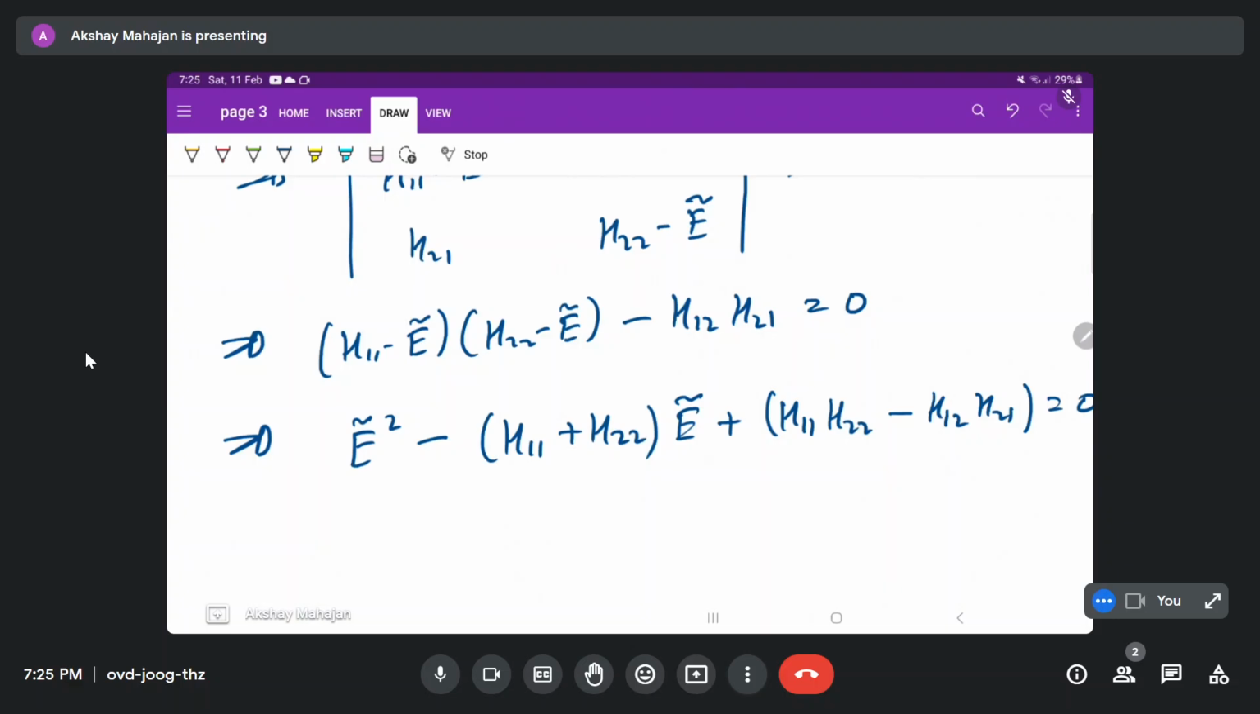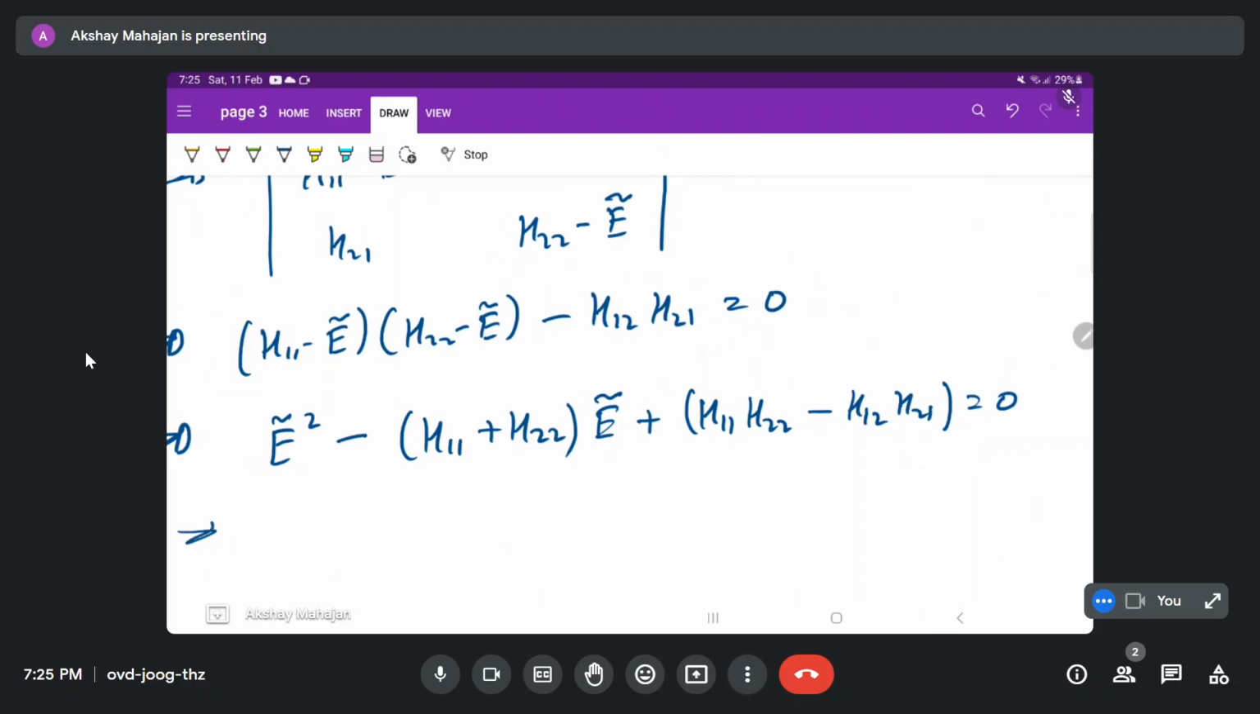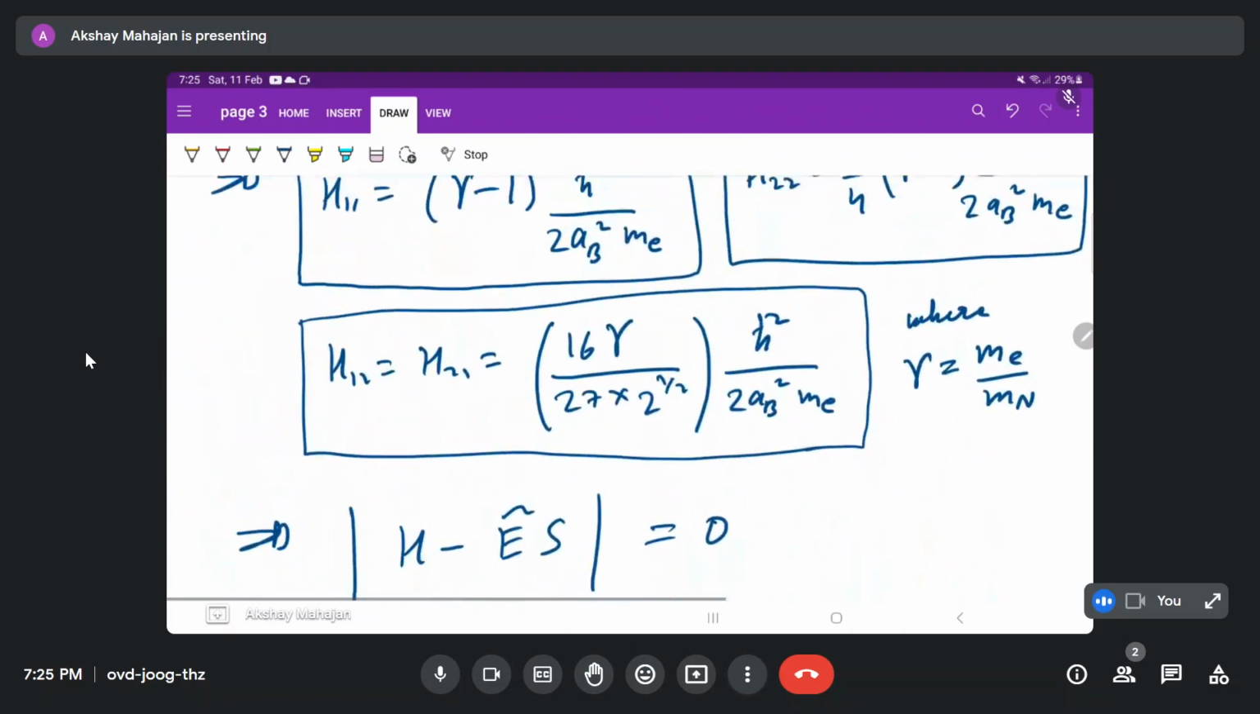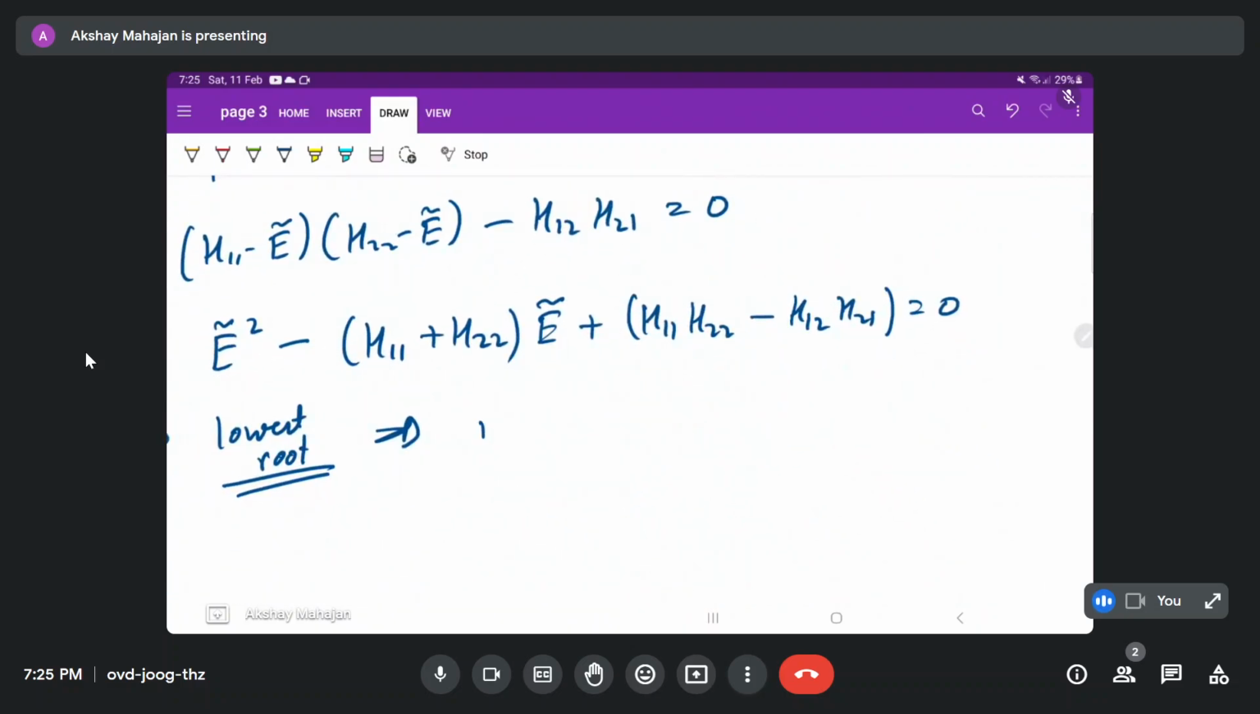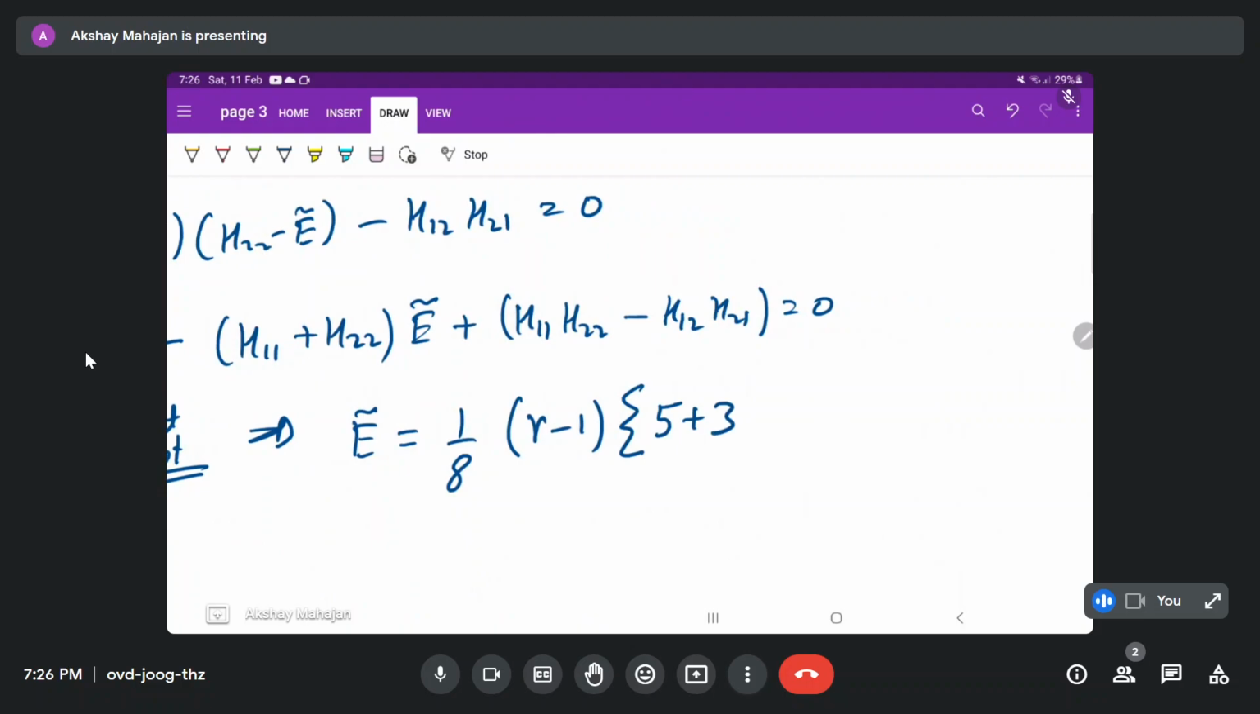Okay, yeah. So this is the quadratic equation that we get, and the lowest root, if you calculate, you have to put in the H11, H12 values that we have obtained. So that is just the calculation part. Let me just write it for the computation only, so it doesn't become too much computation. And this will be equal to 8 times gamma minus 1 times 5 plus 3 times square root of 1 plus 2 capital gamma square.